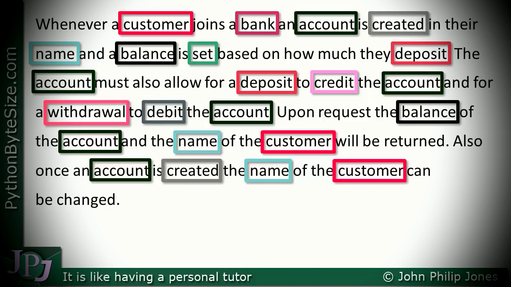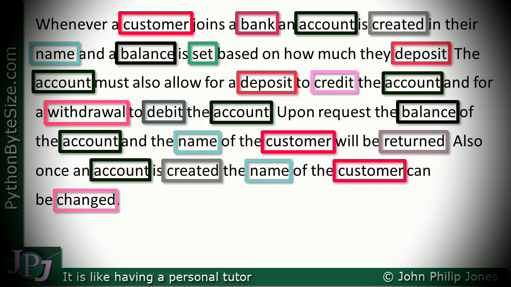The next name to be highlighted is this one here where it says returned. So I'm going to add that one to the list. Now, in the context of this specification, this is suggesting that I'll need some mechanism to return both the balance of the account and the name of the customer for the account being dealt with. Carrying on, I now come to this one here, which is the word changed, which in the context of the specification means that there must be some mechanism of being able to change the name of the customer. For example, if somebody gets married and they want to change from their maiden name to their married name.